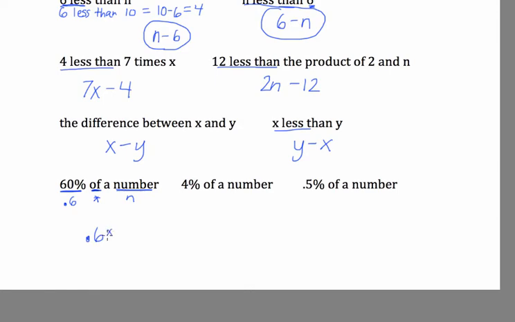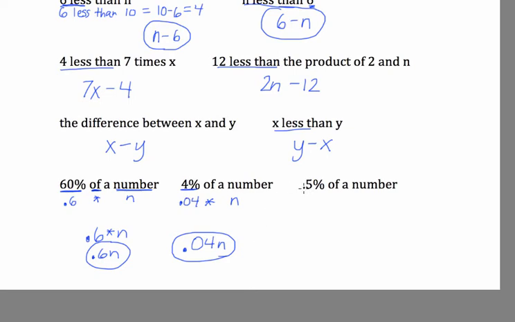0.6 times n, or just 0.6n. 4% of a number. Again, 4% as a decimal, we have to move our decimal spot 2 places. 0.04 of is times, and a number, we'll choose n. So 4% of a number is 0.04 times n, or 0.04n.